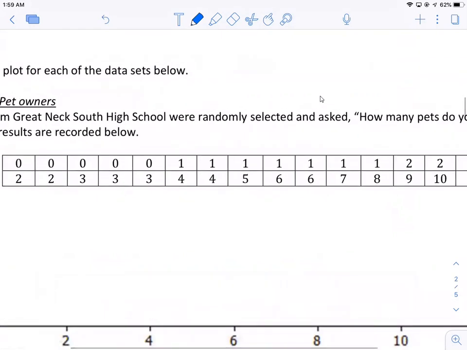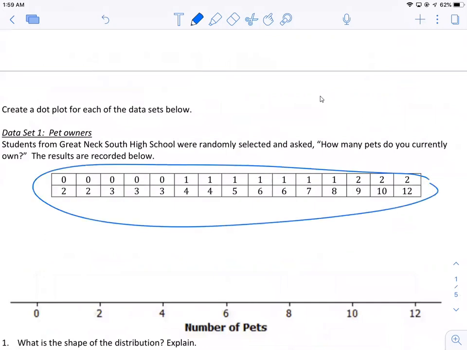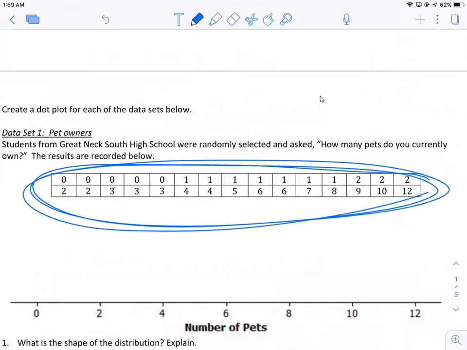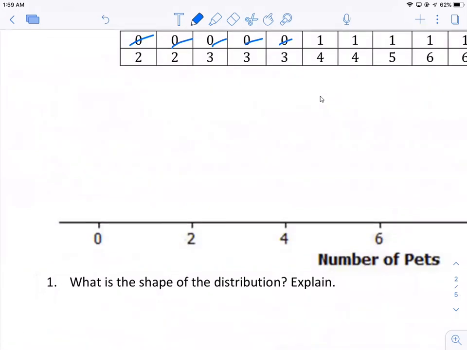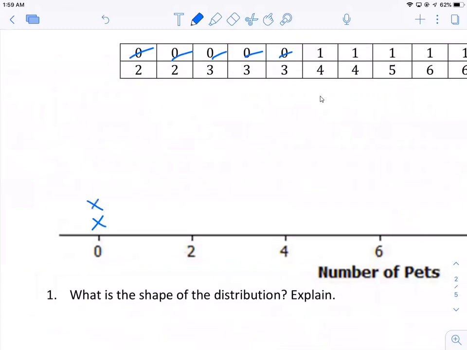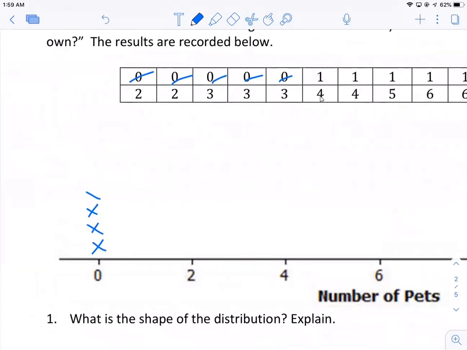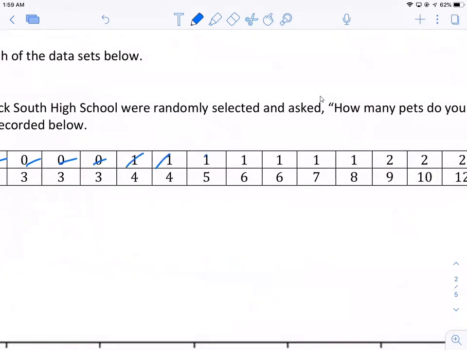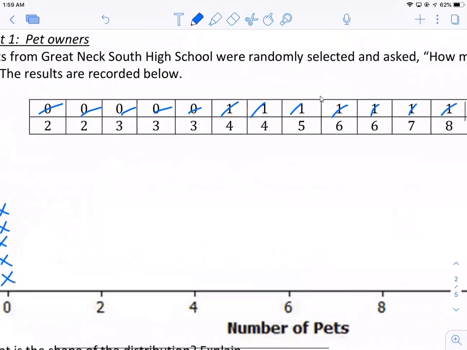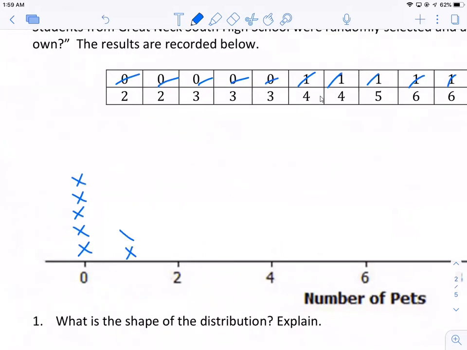All right, so this was nice because the data is already put in order for us. That's not always going to be the case, but in this one we have 1, 2, 3, 4, 5 zeros. So you gotta put 5 dots on zeros. Right, you can do dots like we did in the first lesson. I'm gonna use X's today because I feel like it. And then we got 7 ones.